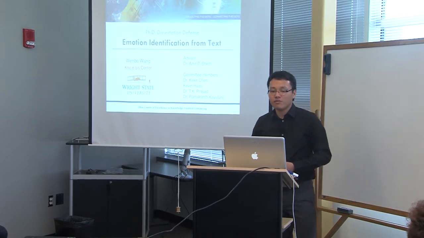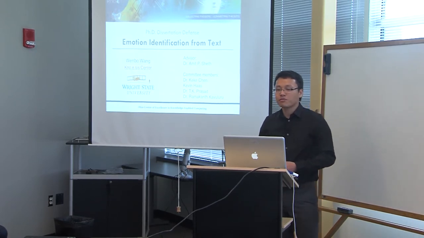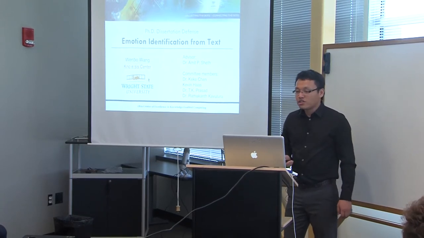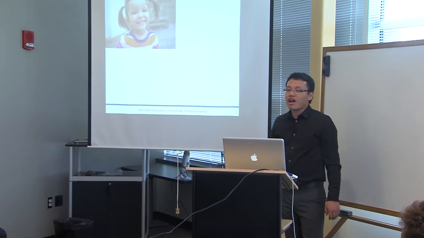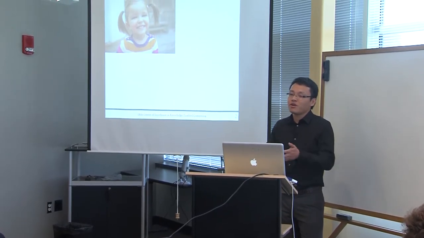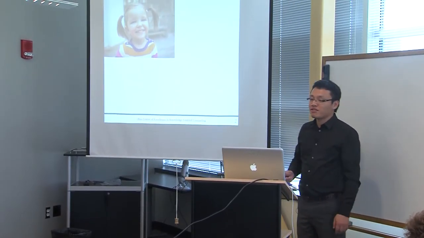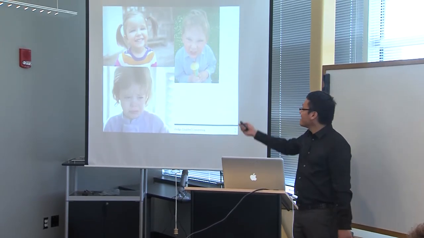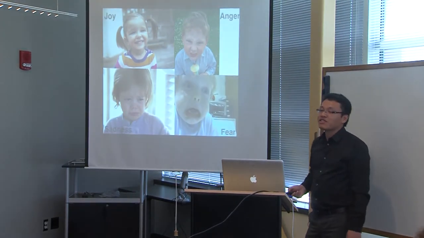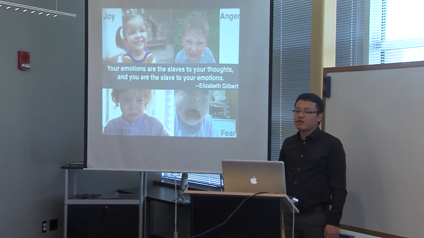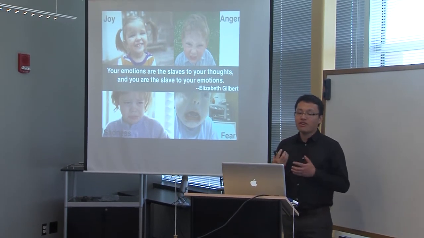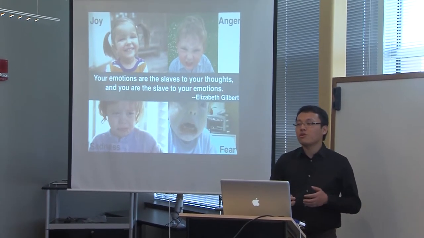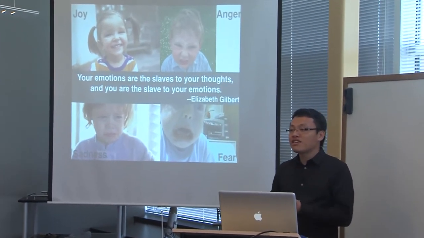So today, I will talk about emotion identification from text. For emotion, every day there are different types of emotions. Just now, you have seen different types of emotions, maybe this one or maybe this one, right? Basically, to summarize, our emotions are the slaves to our thoughts, and we are the slaves to our emotions. So what does this mean?